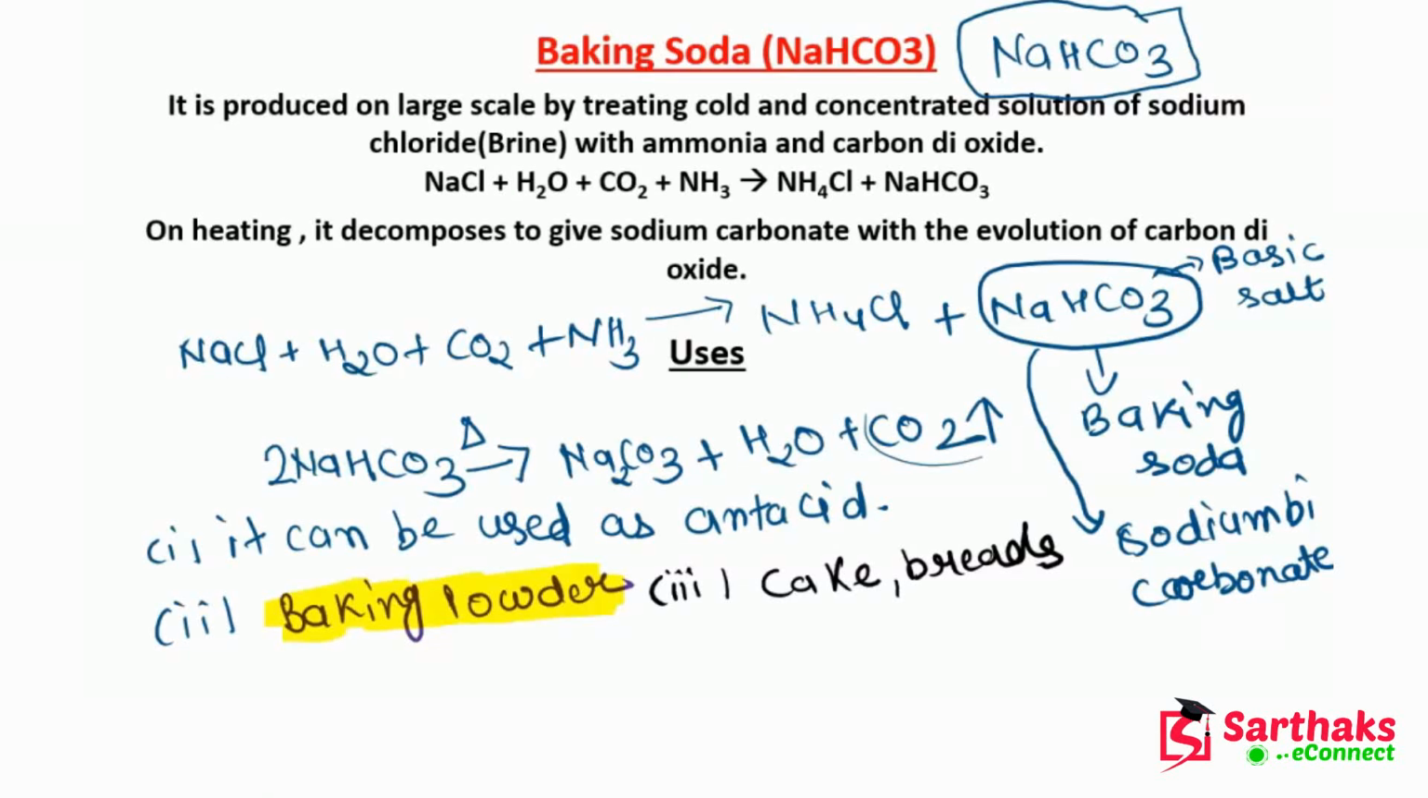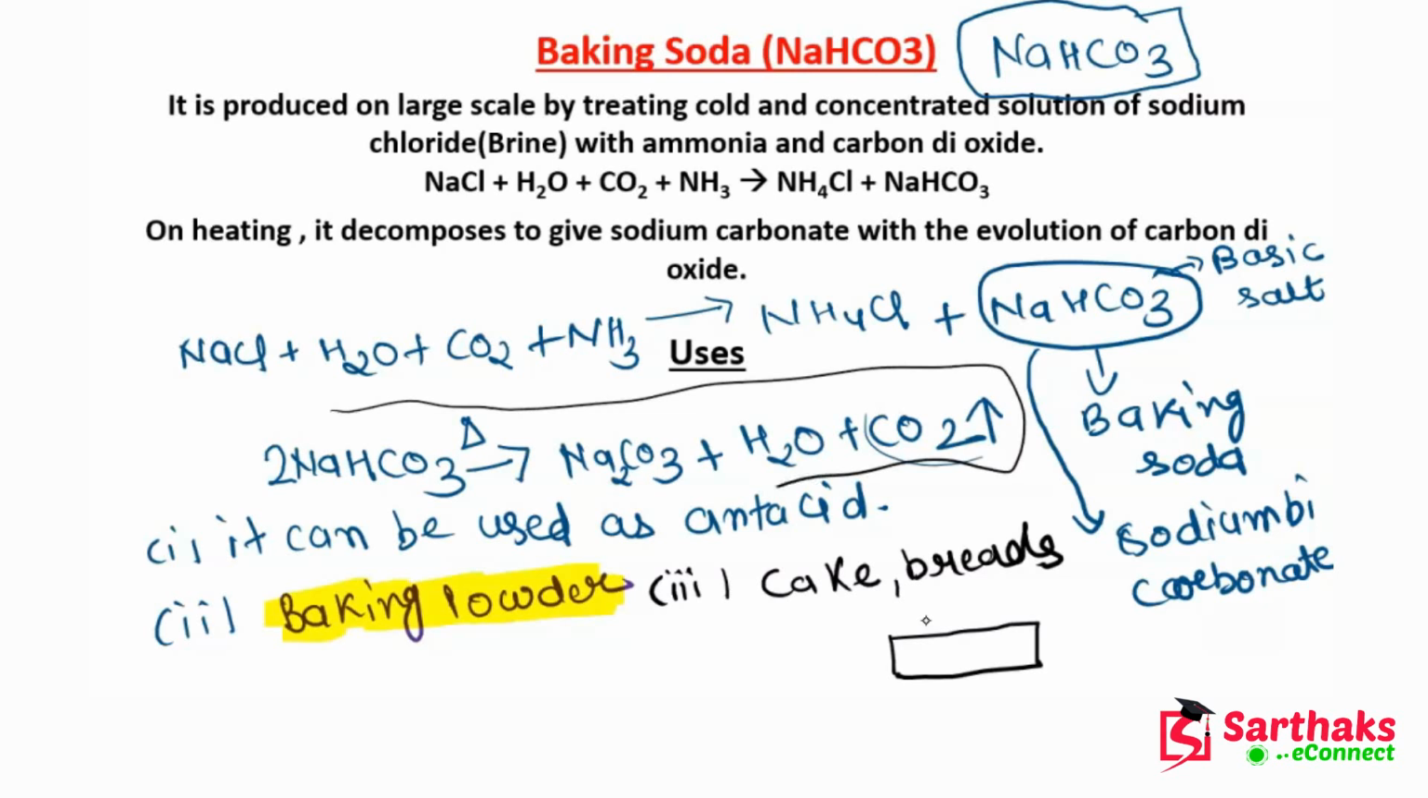Let's suppose you have a batter of cake and breads and you have mixed baking soda inside it. So when you keep it on the pan and if you heat it, then what will happen? We know that when you heat sodium bicarbonate, which is our baking soda, then carbon dioxide gas is evolved. So because carbon dioxide gas is evolved, what will happen? This will make small pores in your cake and breads. Okay, so because of these small pores, it will become fluffy. So that is the reason why a cake and breads are fluffy, because of the evolution of carbon dioxide gas.